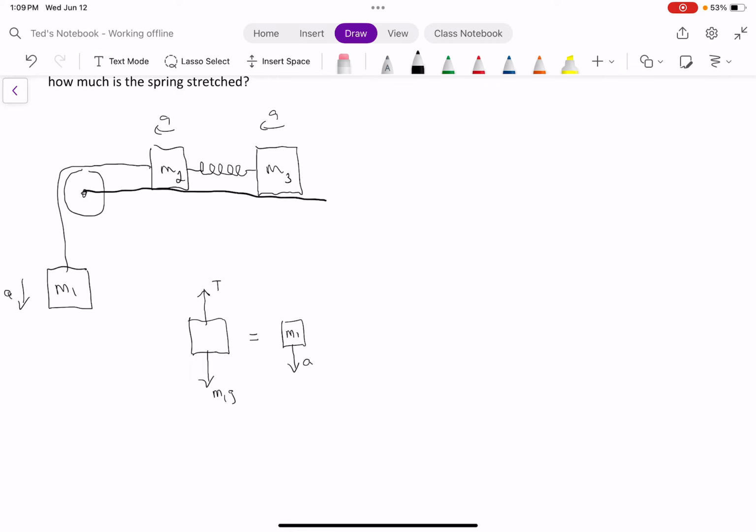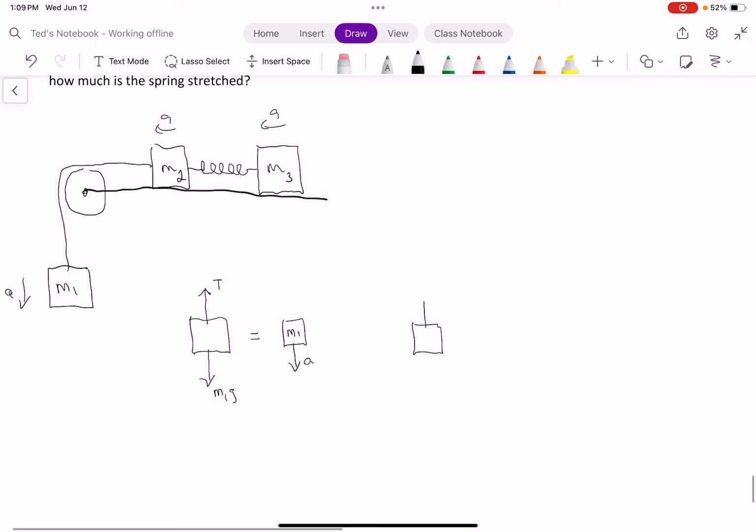Let's look at M2. So for M2, this time we have a normal force pointing up, and I'm going to label that N2 just to be clear that it's the normal force on the second block. And that normal force is from the table. The table is pushing up on the block, and it's a normal force because the block is touching the table. Normal forces happen when your object is touching another solid object. Okay, and then we have a tension force pulling the block to the left.